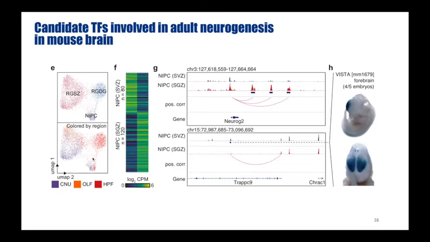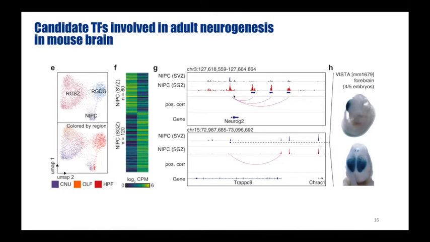But you can really appreciate that there are actually two populations of neural progenitor cells. Some of the cells came from the subgranular zone, and some came from the subventricular zone. Of course, you can do a differential analysis between these two populations of progenitor cells and identify the potential differential peaks. And as I said, we previously linked those peaks to their potential target genes.